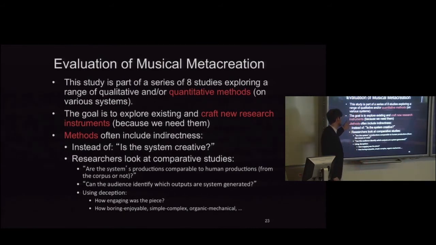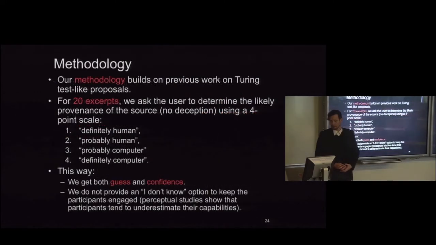And the methods often include indirectness. So we won't typically ask people, is the system creative? But we will look at comparative studies and ask people, is the system production comparable to human production? Or can the audience identify which outputs are system generated? Or we will use deception, knowing that there's a bias against computational creativity. Sometimes we're yet to confirm that bias in every domain. So how engaging is the piece, how boring, enjoyable, simple, complex, organic, mechanical, etc. So there's a various number of methodologies.